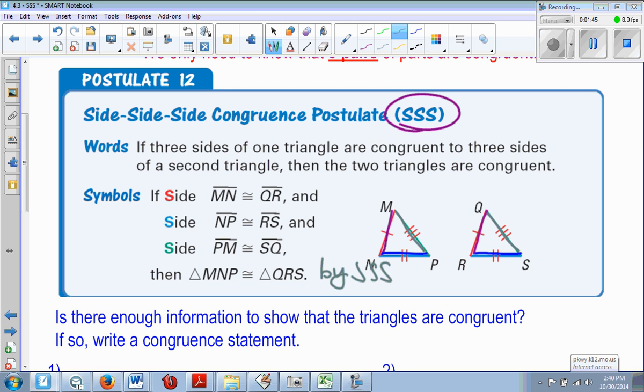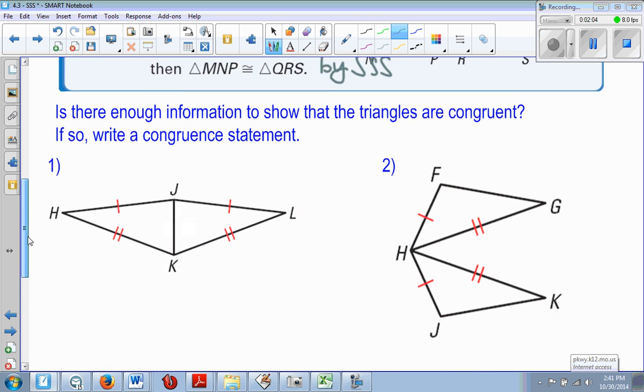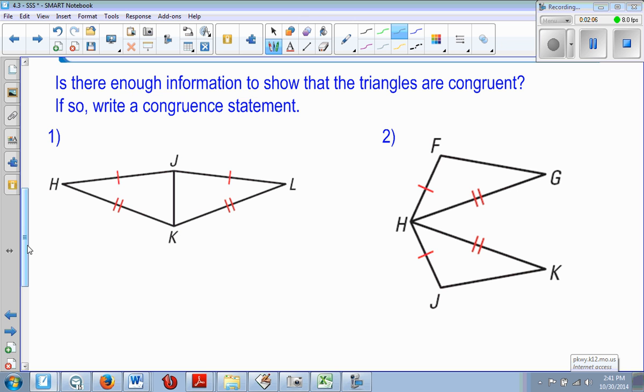So we're going to use that as a reason for the last step of every proof that we're going to do in congruent triangles in this section. Now, is it the only congruence theorem we'll learn? No, there are actually 5 total. So this is the first of 5. Down here, we're going to look at some pictures, and we're going to try to show whether there's enough information in the picture to say that we have congruent triangles.